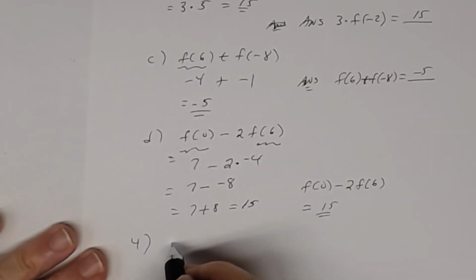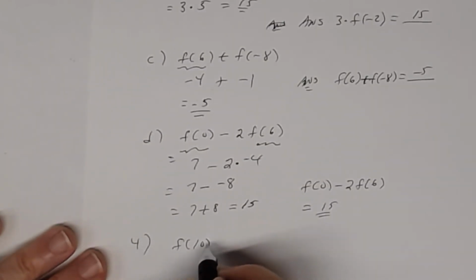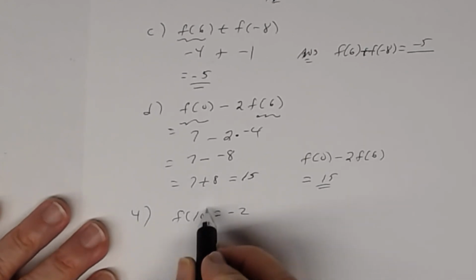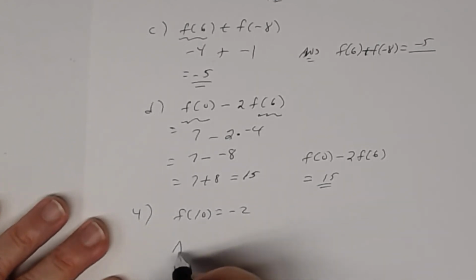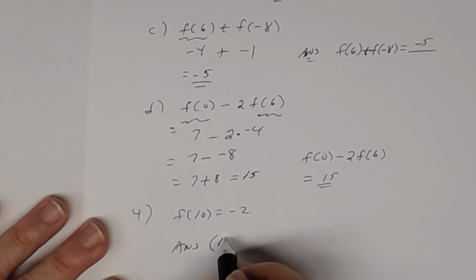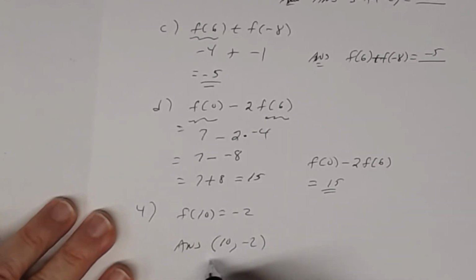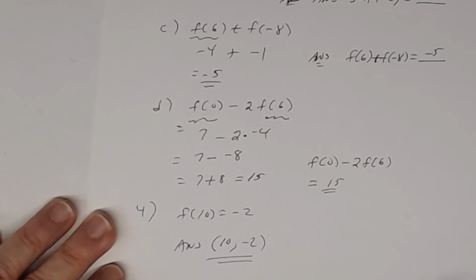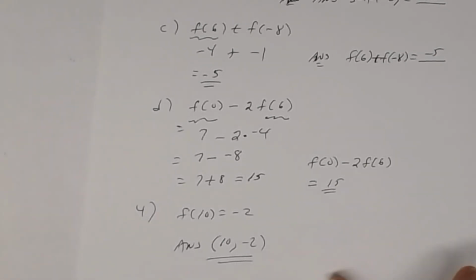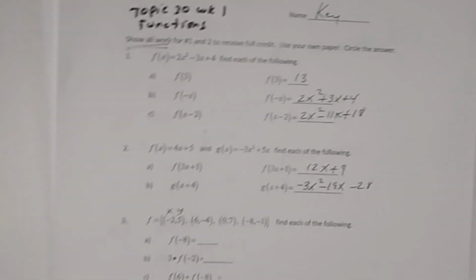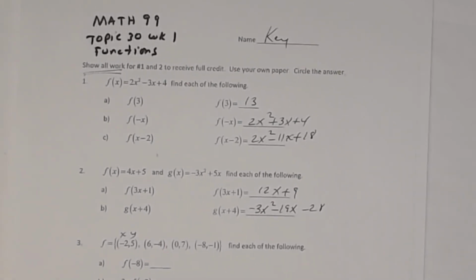So when you look at f of 10 equals negative 2, this is your x, right? So the point on the graph is going to be 10 comma, and then this is your y value. My y value is negative 2. So there's your answer. All right, so that is the key to this worksheet.